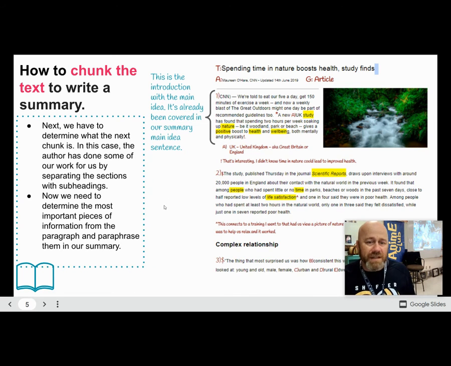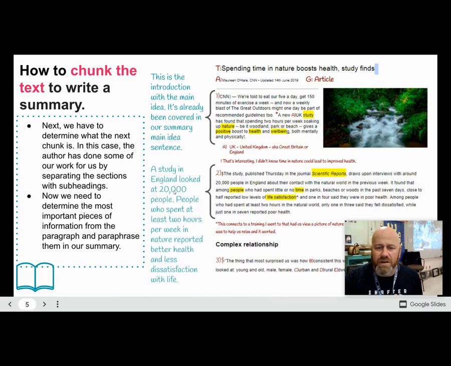Next, we have to determine what the next chunk is. In this case, the author has done some of our work for us by separating the sections with subheadings. Okay, sometimes authors are nice to us and they will do that. So we need to determine the most important pieces of information from the paragraph and paraphrase them in our summary.